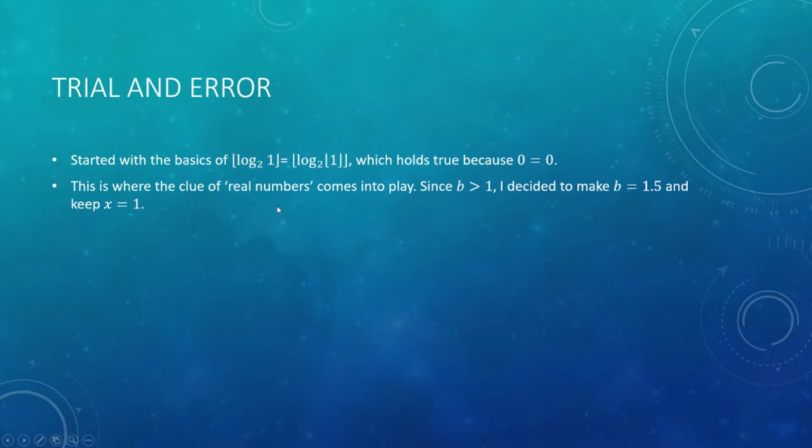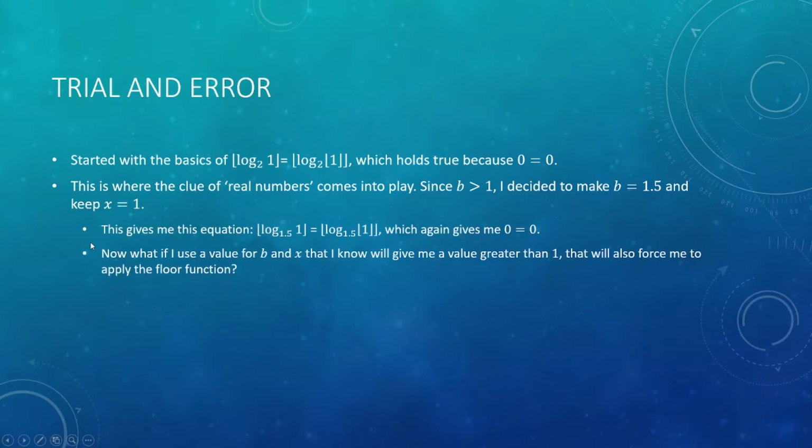This is where the clue of real numbers kind of came into play for me. Since b is greater than 1, I decided to make b 1.5 because that's also real, and decided to keep x equal to 1 just to keep it simple. This gives me this equation, which again gives me 0 equals 0 because anything with a 1 here is going to be 0.